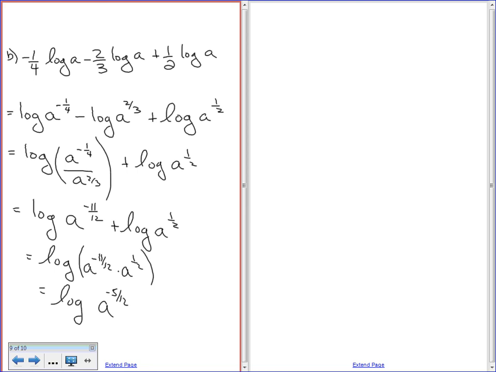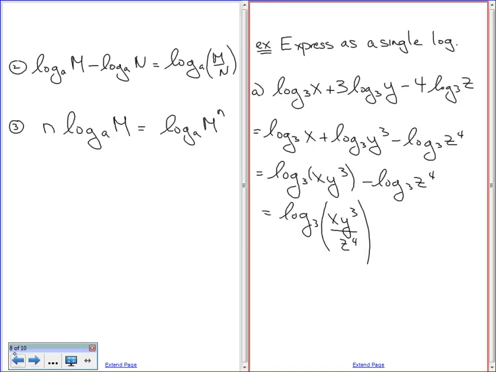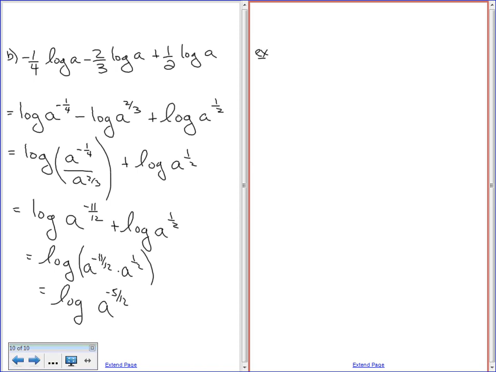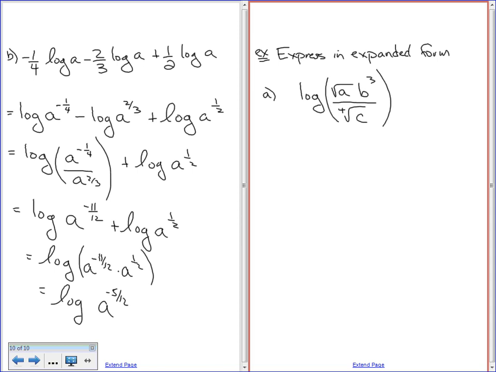Okay. Then we want to be able to do the reverse. Okay? So the reverse is taking something that is in a single log and writing it back into expanded form. Example, express in expanded form. The log of the square root of b to the power 3 divided by the 4th root of c to the base 7.